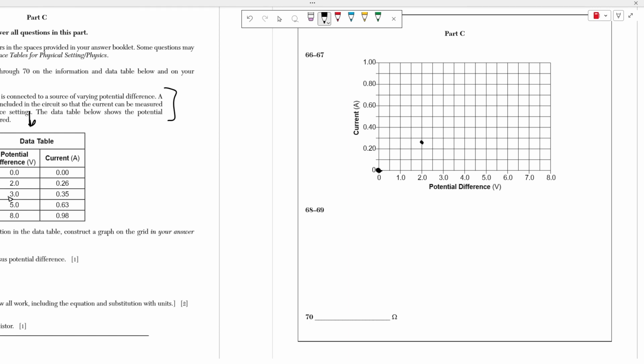All right. Finally, potential difference of 3. The current for that is 0.35, so 0.35 would be below right here. Okay, 5 should be at 0.63, so 0.63 should be somewhere around here. And finally, at 8 volts, we're at 0.98, which should be almost all the way up here. Okay, so that's all the points properly plotted.